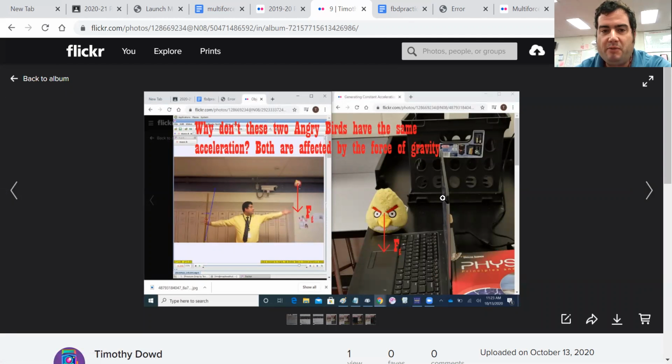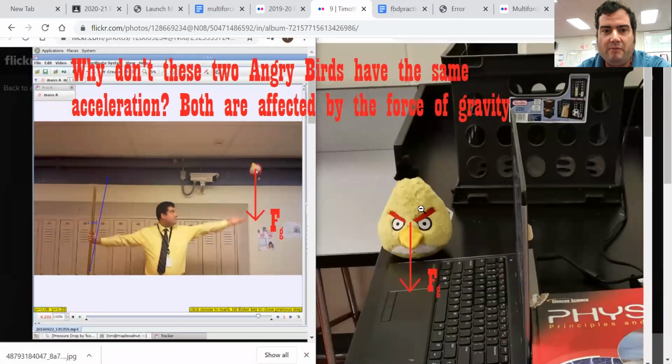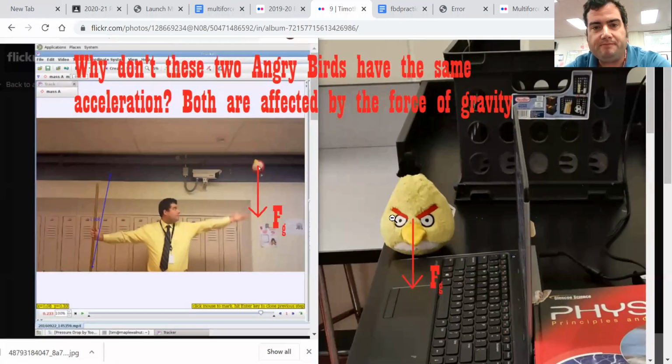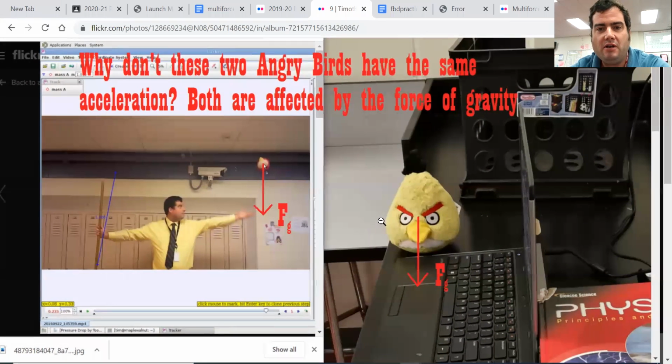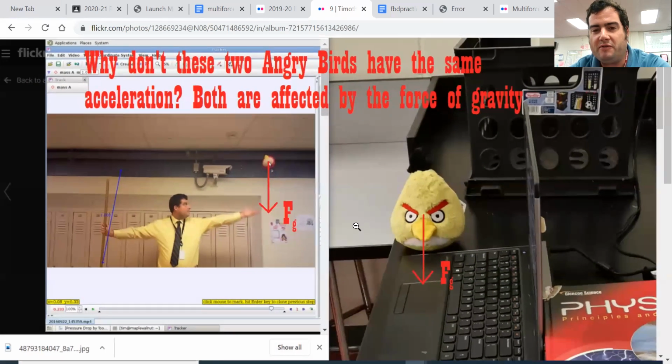I started with this picture. I've got two stuffed angry birds here. One's flying through the air, one's sitting on a desk. They clearly don't have the same acceleration. Hopefully you remember that the one flying through the air has an acceleration of 9.8 meters per second squared downward, whereas the one sitting on the desk, it's sitting there. It has no acceleration. So clearly the force of gravity is not the only thing that's happening here.